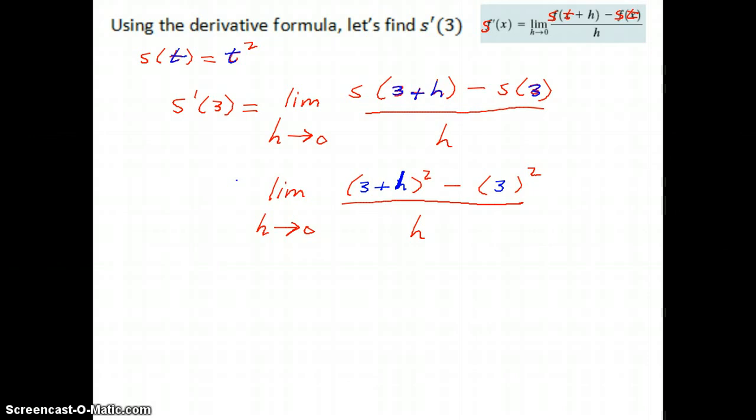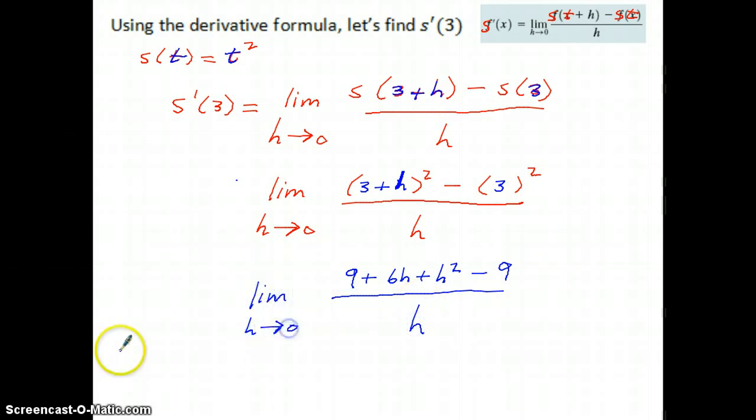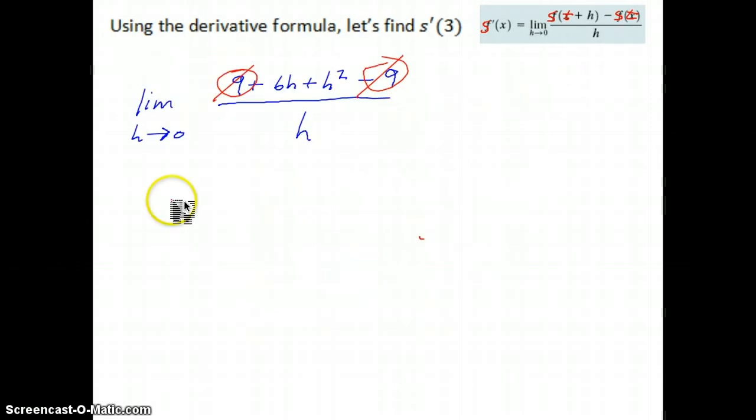First thing I want to deal with is the 3 plus h squared. That means 3 plus h times 3 plus h, which means 9 plus 6h plus h squared. So we have 9 plus 6h plus h squared minus 9 all over h, and we're looking for what this is equal to as the limit as h goes to 0. Let's simplify some things here. The 9's will cross each other off. 9 minus 9 crosses off. I'm going to pause and erase some things, and we'll simplify from there.